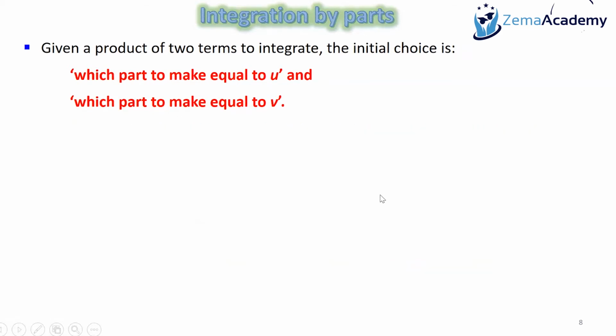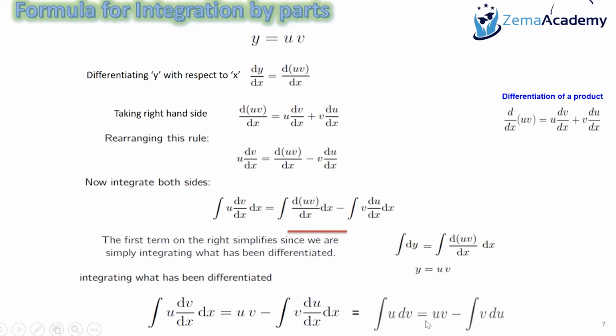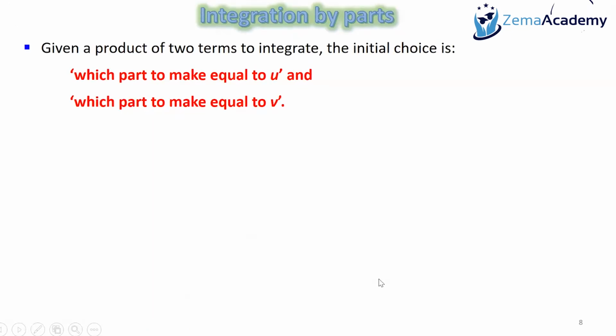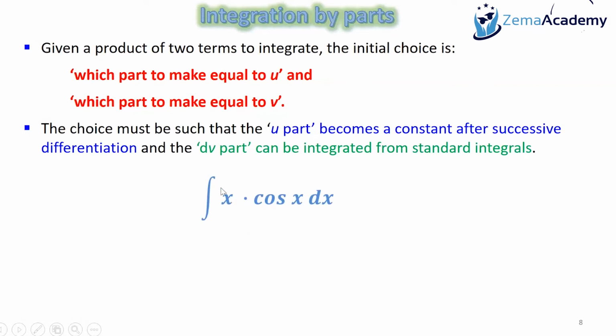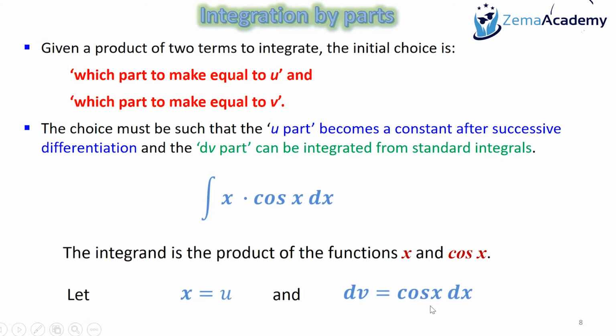Going back to the standard formula, to remind you, look at the formula: ∫u dv = uv − ∫v du. So first I need to look at making one term u and the other term dv. Now coming back to this, this is u and this cos x dx is dv.